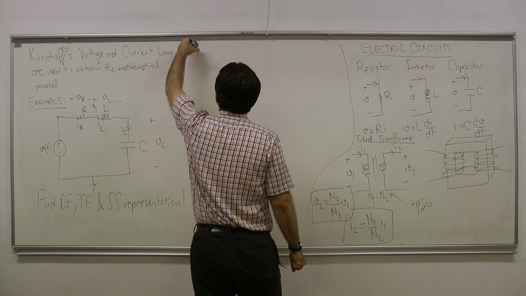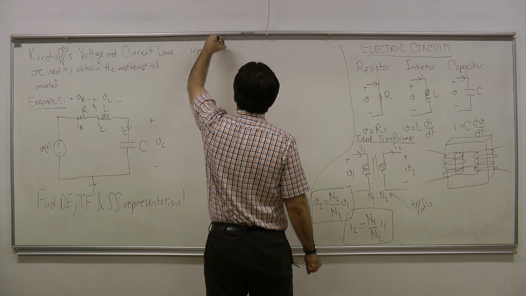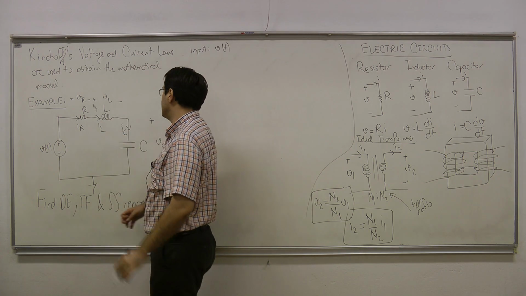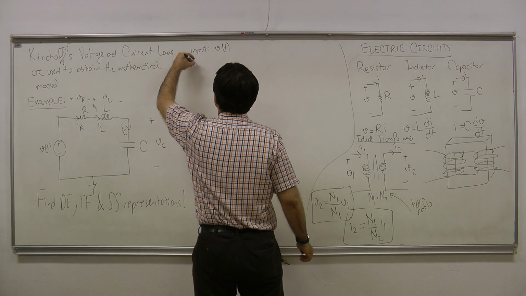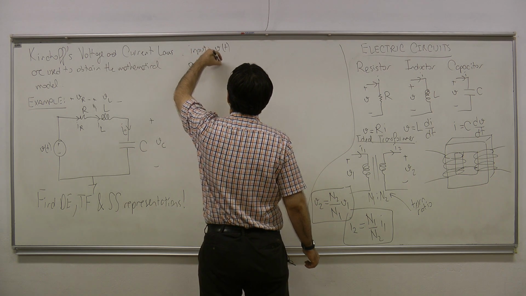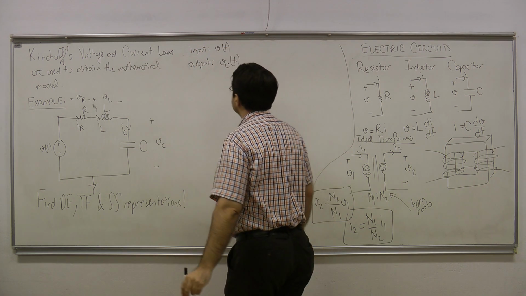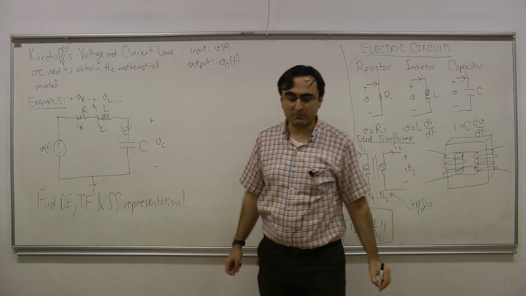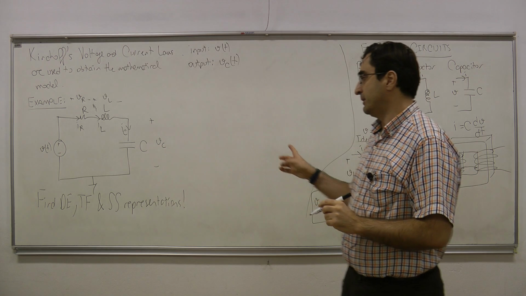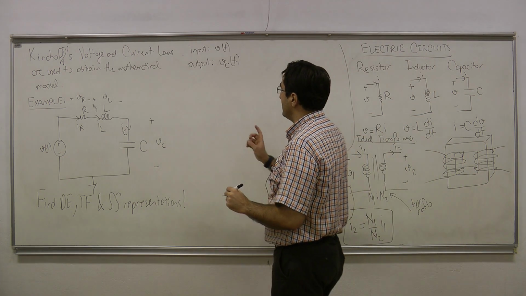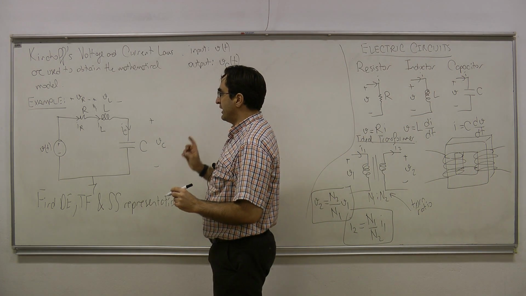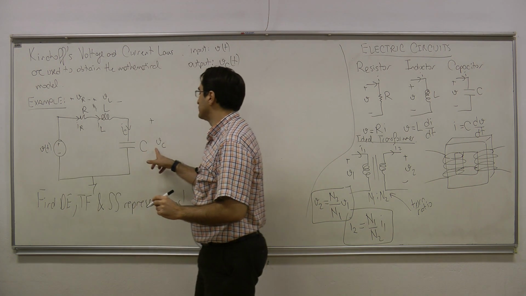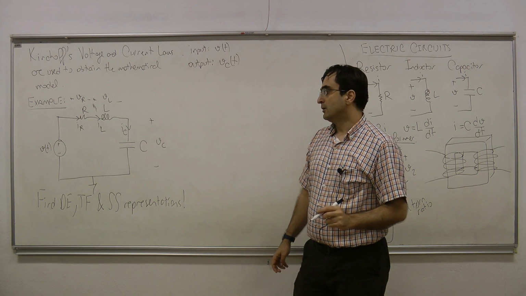So I'm defining my input to be the voltage V of t, voltage on this side, it is a function of time, and the output, I define it to be the capacitor voltage, okay, Vc of t. All right, this is also a function of time, and now the problem is complete. I know what system I'm considering. I'm considering an electric circuit system with the input voltage V of t and the output voltage Vc of t.